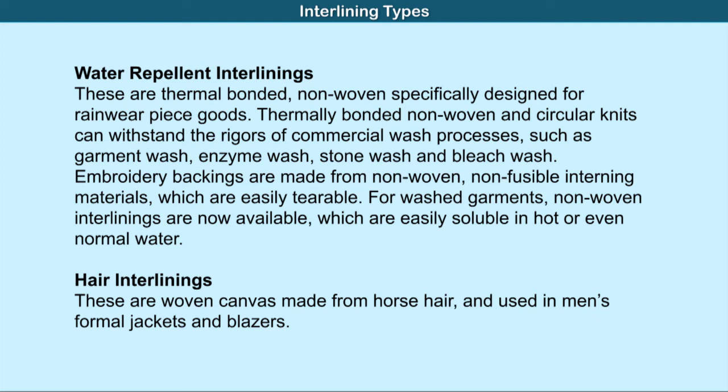Thermally bonded non-woven and circular knits can withstand the rigors of commercial wash processes such as garment wash, enzyme wash, stone wash, bleach wash, etc. Embroidery backings are made from non-woven, non-fusible interlining materials, which are easily tearable. For washed garments, non-woven interlinings are now available which are easily soluble in hot or even normal wash water. Hair interlinings are woven canvas made from horse hair, mostly used in men's formal jackets and blazers.